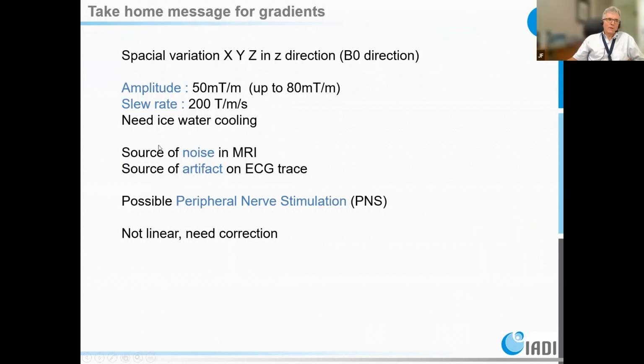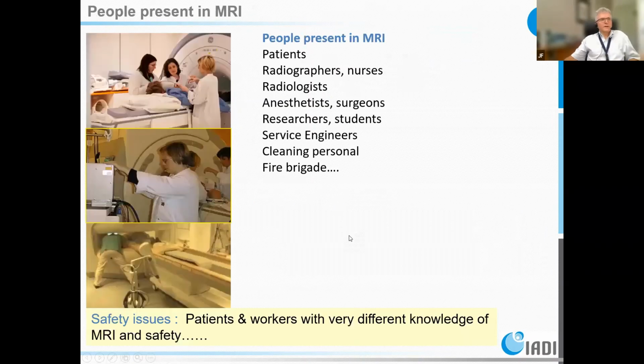We always need some cooling of the gradient. The gradient is the source of noise in MRI, and I mentioned this at the beginning of my presentation. It is also the cause of artifacts on the ECG trace. The problem is peripheral nerve stimulation. This is under control if you respect the normal threshold. I have a few slides to continue here. Just some issues here.